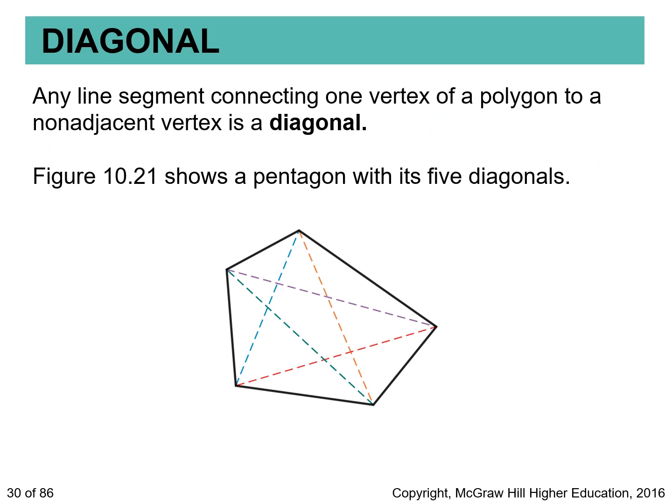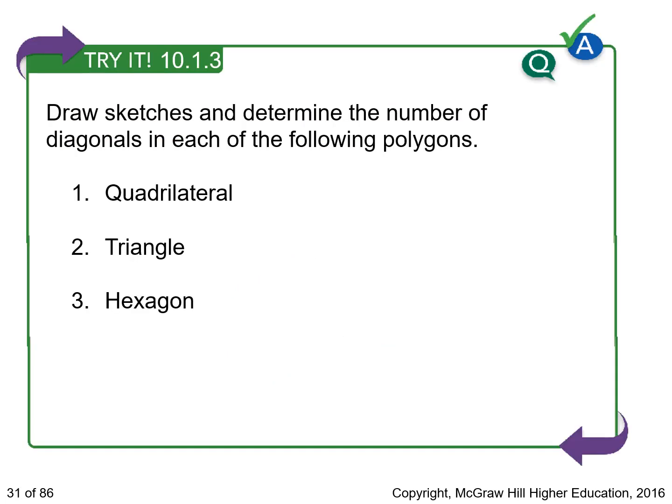Diagonals go from one vertex to the other. Draw the following and tell how many vertices they have. So let's try one or two of these. A triangle has actually no diagonals. So if I try to draw a diagonal, I can't. A quadrilateral has 4 sides, and I will get 2 diagonals.